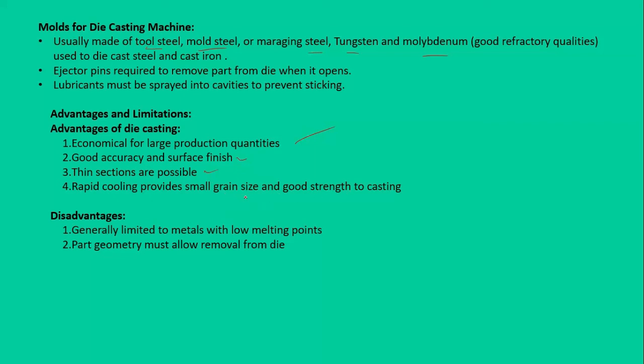Again, because of this metal mold, we have a high rate of heat transfer, and because of that, we have a smaller grain size, which ultimately leads to good strength of the final product. Some general disadvantages of pressure die casting are that it is generally limited to metals with low melting points, and the part geometry must allow removal from the die. So we cannot cast very complex shapes in die casting.